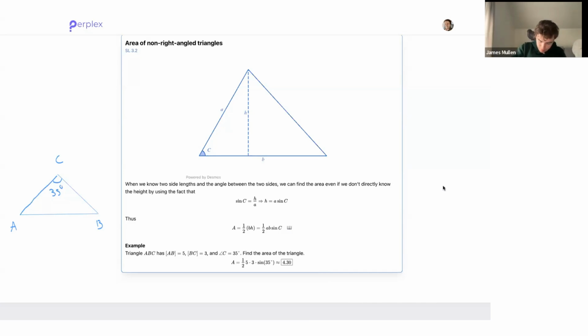So that is length 3, and that is length 5. And I've actually done a whoopsie in this example. I'm supposed to be giving you the angle B, the angle that's between the two sides. Otherwise, this doesn't work. So we actually have the angle B between the two sides. The angle B between the two sides is 35 degrees, and therefore the area is half of 3 times 5 times sine of 35 degrees. And if you plug that into your calculator, you will find 4.30. All right. Next.